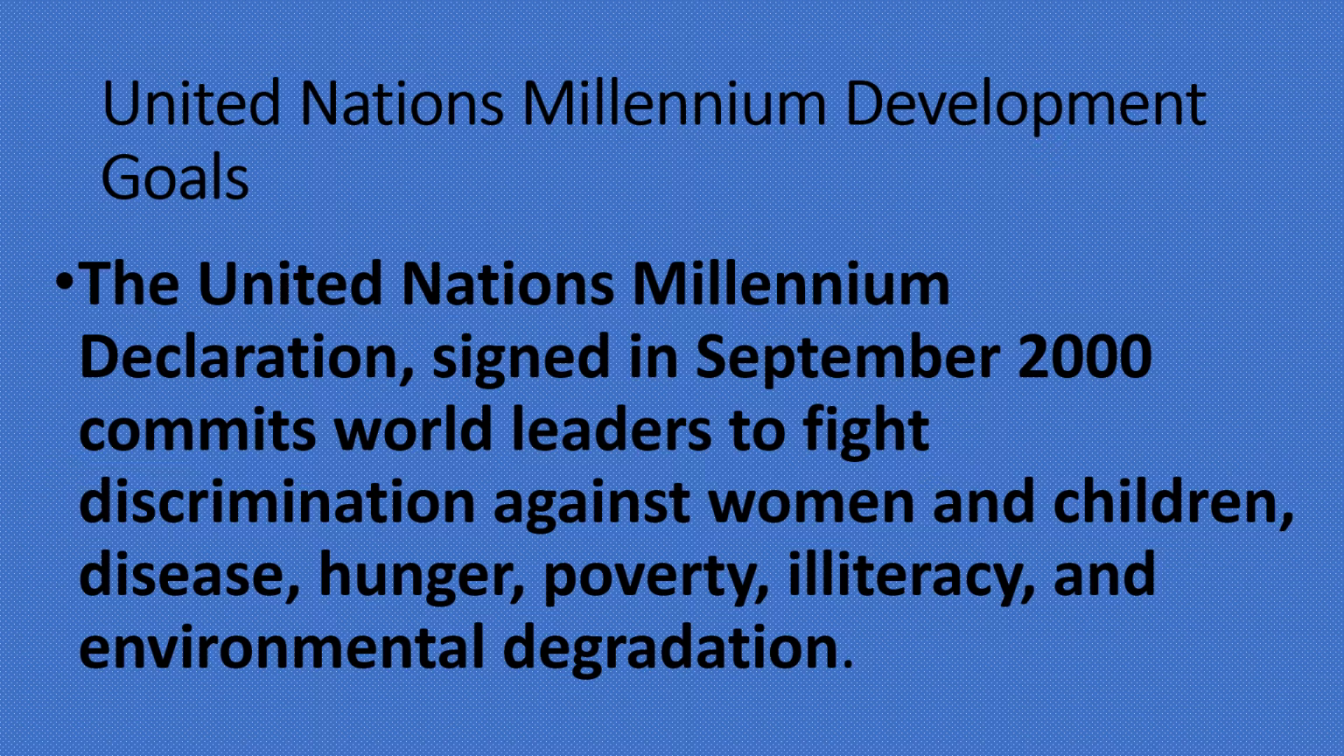United Nations Millennium Development Goals. The United Nations Millennium Declaration, signed in September 2000, commits world leaders to fight discrimination against women and children, disease, hunger, poverty, illiteracy, and environmental degradation. These are goals set by the United Nations for its member nations to be fulfilled on an agreed span of time, to be evaluated and counterchecked under world standards.